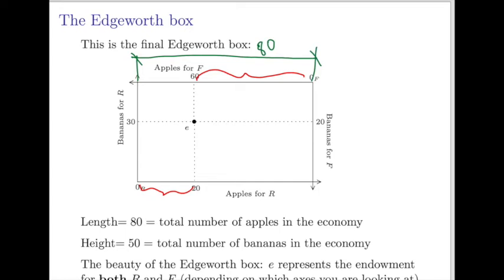Similarly, Rob was endowed with 30 bananas, and Friday was endowed with 20 bananas. And so when we add those up, we get the height of this box. Right? And again, that's the total number of bananas we had in this economy. What's really nice about this picture is that we can represent every feasible allocation in this box. Right? And this point E represents the endowment.